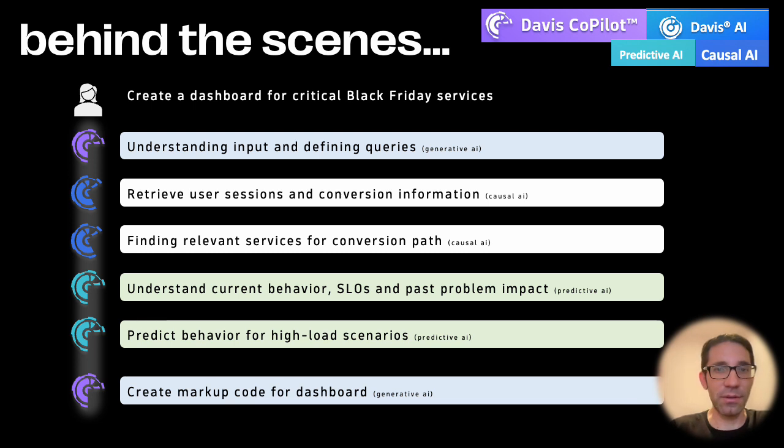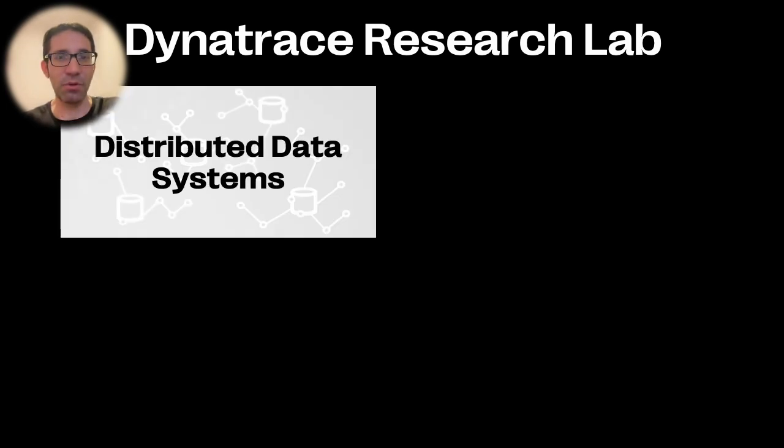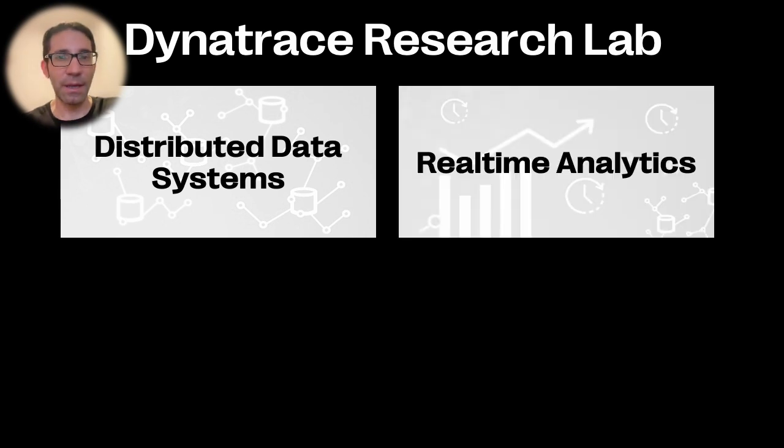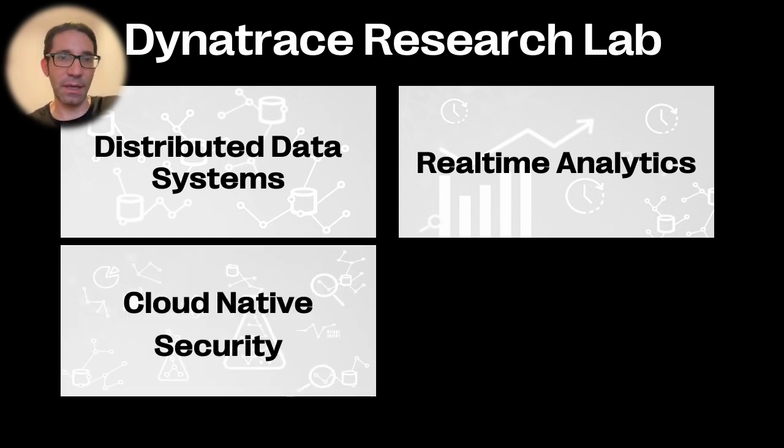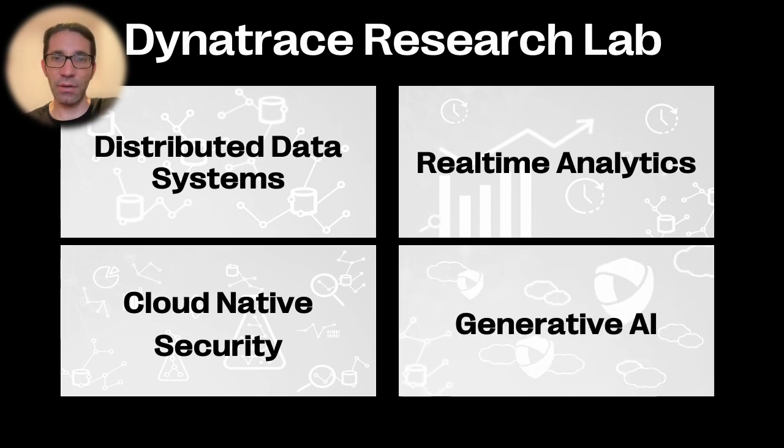Okay, before I close my talk, let me just say a few words about the Dynatrace Research Lab. The Dynatrace Research Lab consists of 4 different departments. Distributed data systems, which is mainly concerned with improving query performance. Real-time analytics, which deals with streaming processing of big data. Cloud-native security, the name is self-explanatory, I think. And generative AI, what you've already heard about today.